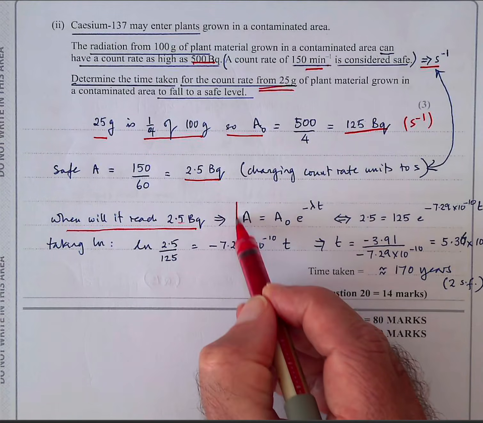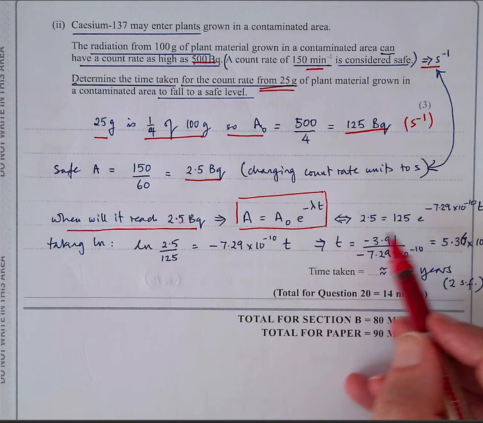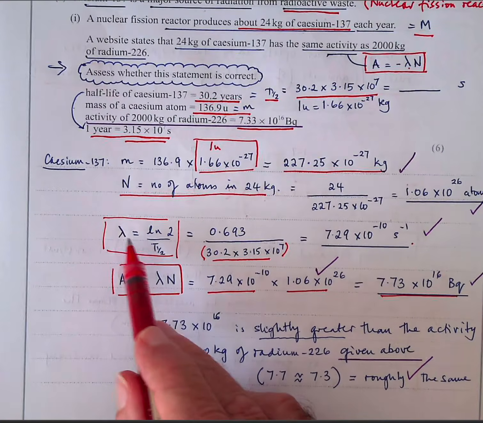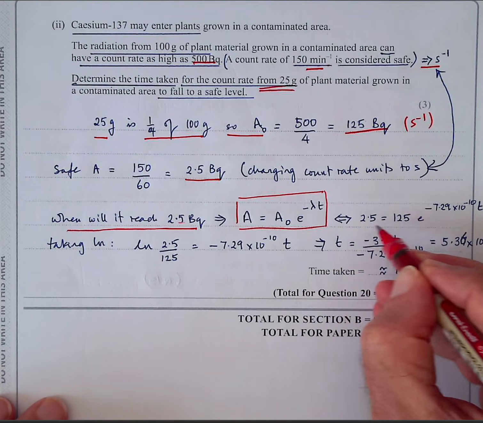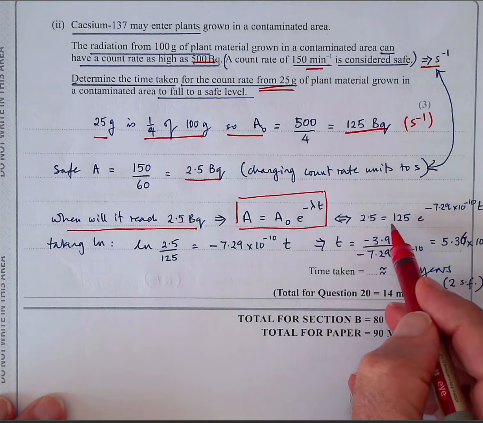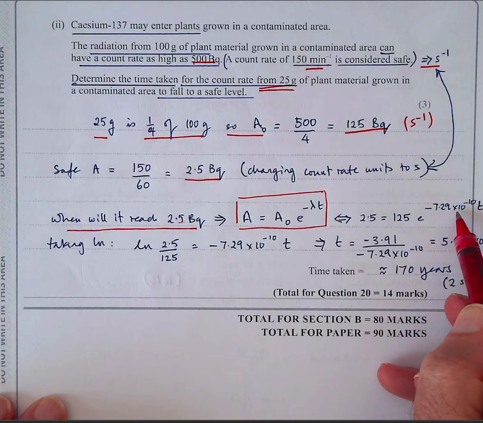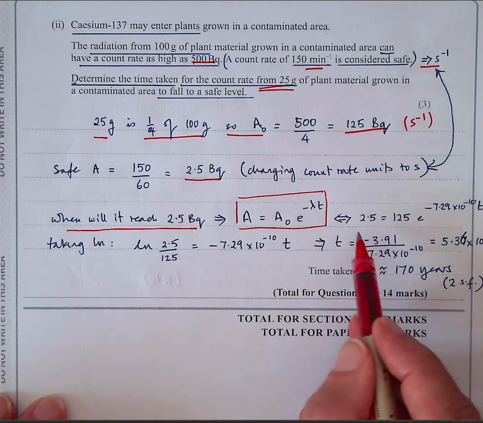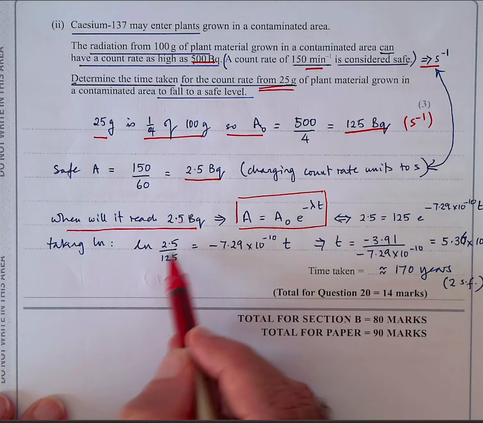Well, we have to use this equation, A equals A0 e to the minus lambda t. So we know lambda from the previous question. We worked out lambda here. There's our lambda, so we're using it from the previous question. So 2.5 is A. 125 was our A0, because remember we're talking about 25 grams of that. And e to the minus lambda t, where t is the unknown. So you can put the 2.5 and the 125 on the same side, so when you take logs, you're taking the log of just the fraction.